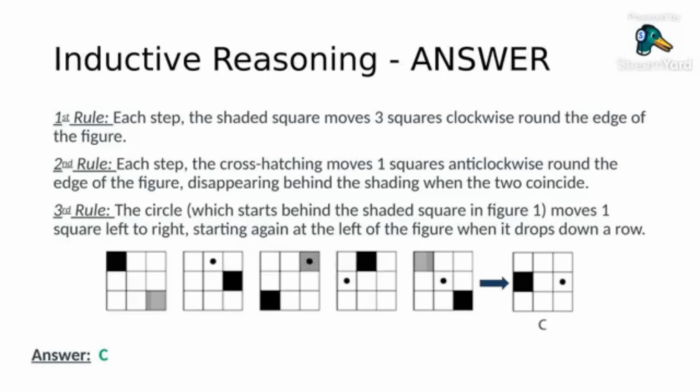Okay? Then, hanapin na natin si circle. So, saan siya napunta? Paano ang kilos niya? So, si circle naman po, which starts behind, mapapansin natin wala pa po dun sa unang box si circle or yung dot, kasi po, yun nga, nandun siya sa likod nung black na shade or shaded black box. So, it moves one square naman left to right. Okay? And then starting again at the left of the figure when it drops down.